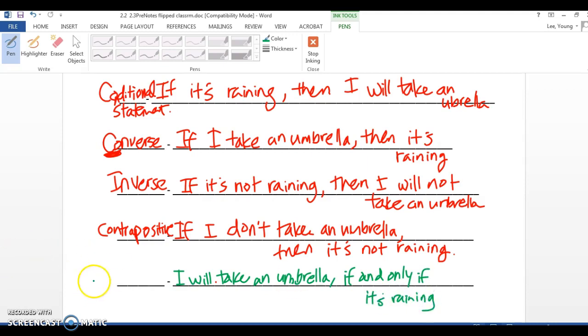That is a biconditional statement. And as you guys know, "if and only if it's raining" was the hypothesis, so that always goes with "if." Actually, it doesn't really matter. You can say "it's raining if and only if I will take an umbrella," but that sounds very silly. So we usually say the conclusion first, then "if and only if," and then the hypothesis for a biconditional statement.